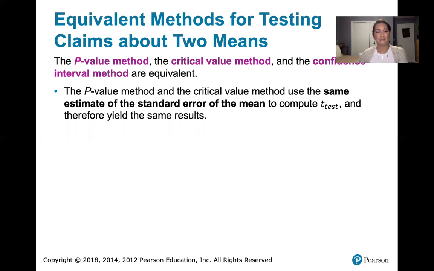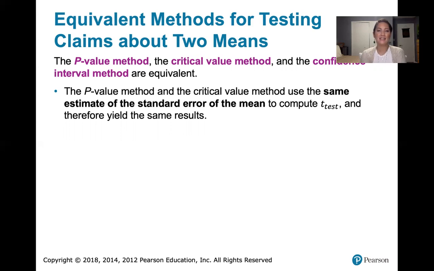So if we're working with the same data sets and the p-value method tells you that you should reject the null hypothesis, if you had used the critical value method or the confidence interval method, those two methods would have told you to reject the null hypothesis as well. And if one of the three had told you to fail to reject the null hypothesis, the other two will have told you to fail to reject the null hypothesis as well. So in other words, all three methods are going to tell you to make the same decision about the null hypothesis.